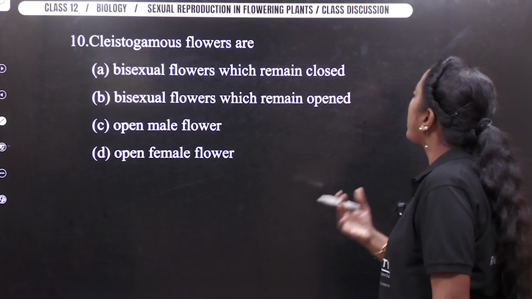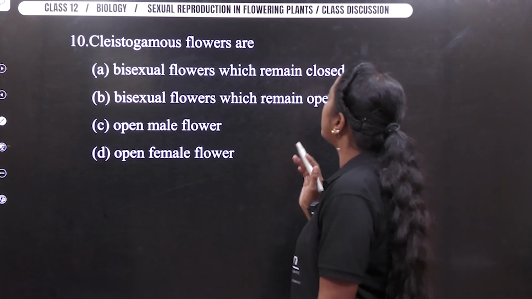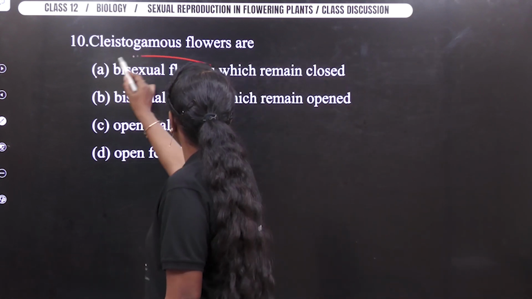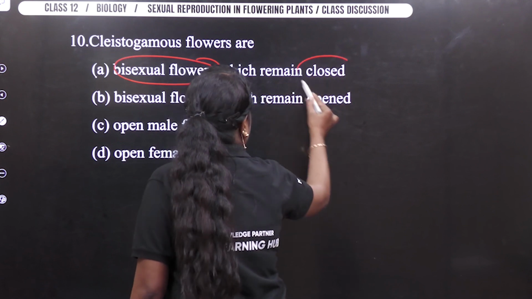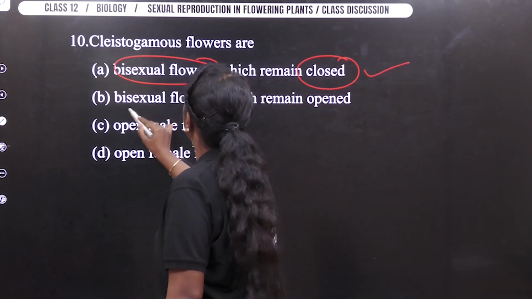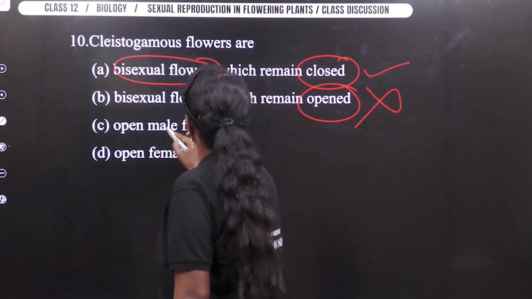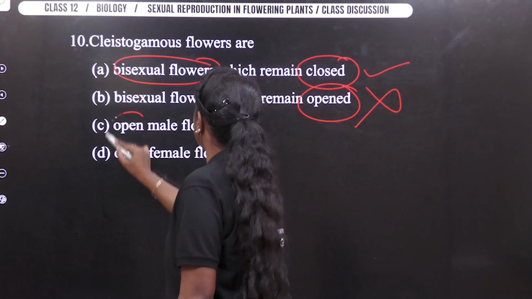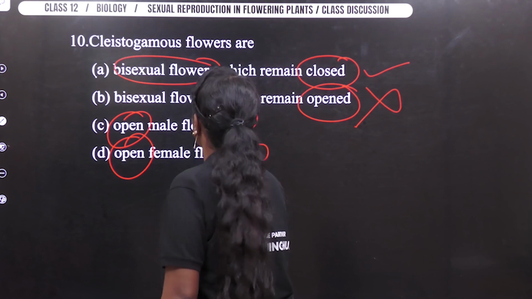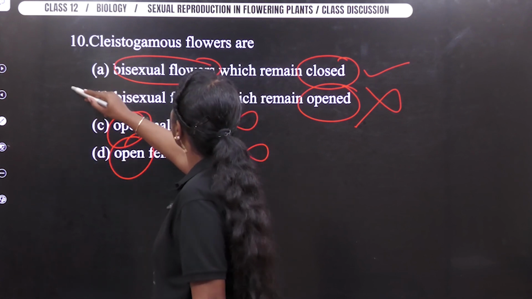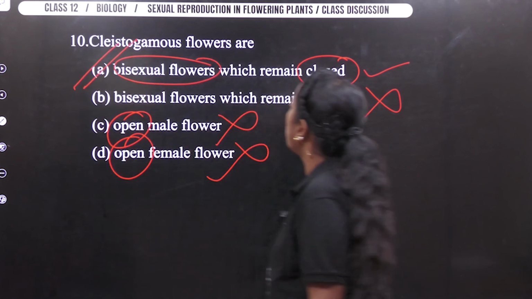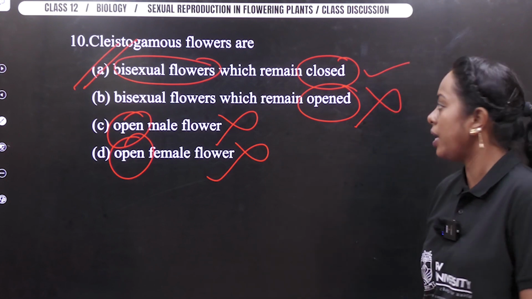Next, cleistogamous flowers are bisexual. Yes, they are bisexual, which remains closed. Very true. Bisexual flowers which remain opened, wrong. Open male flowers, wrong. The word open only is wrong, so we'll mark it wrong. So our answer becomes option A for this question. So go ahead, mark your answer as option A.